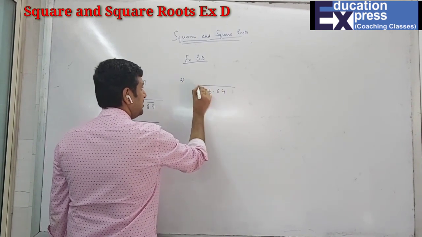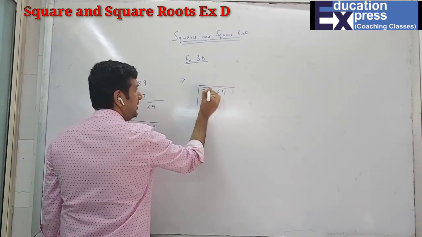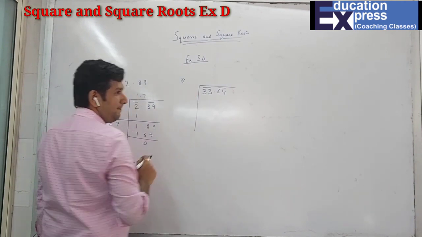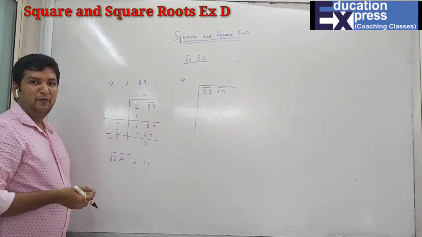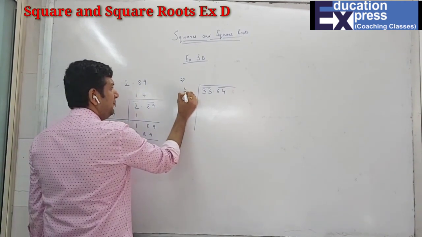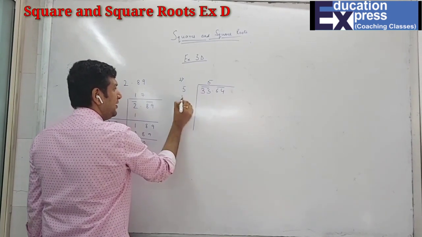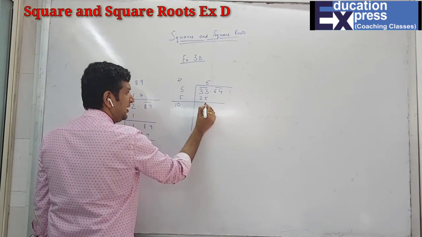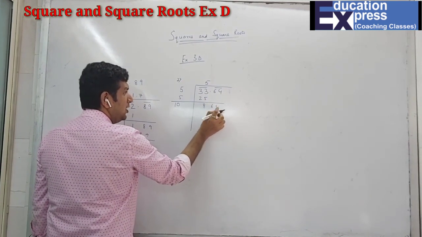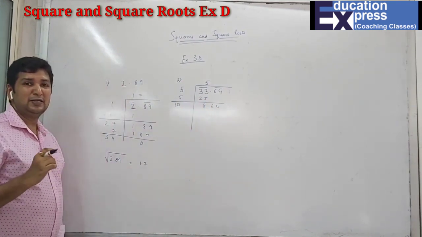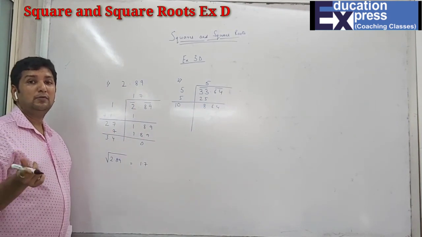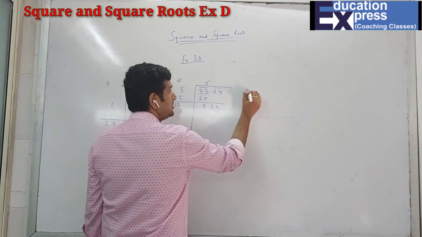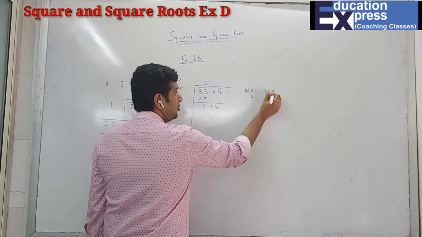Again students, after the decimal we have a pair and here is 33. So now, which number's square is before 33? 5 5s. So 5 into 5 is 25. 5 plus 5 is 10. 33 minus 25 is 8, 6, 4. Now students, which number's square has a unit place as 4? Either 2 or 8.